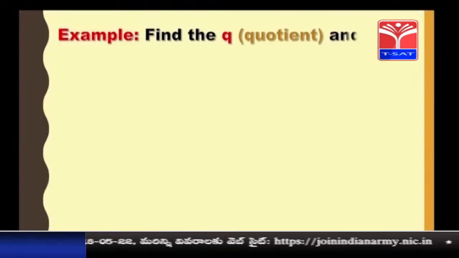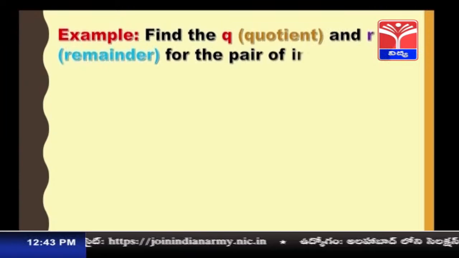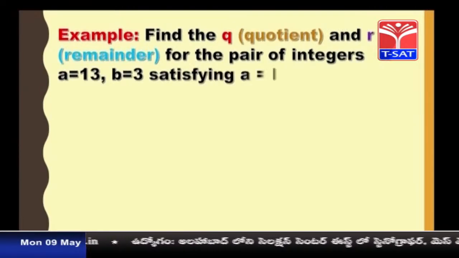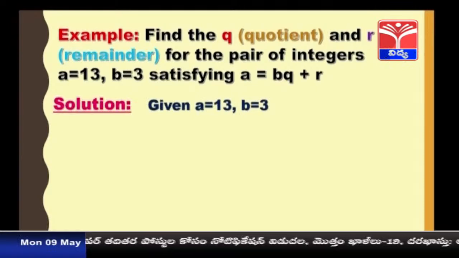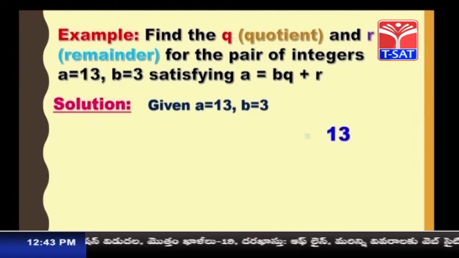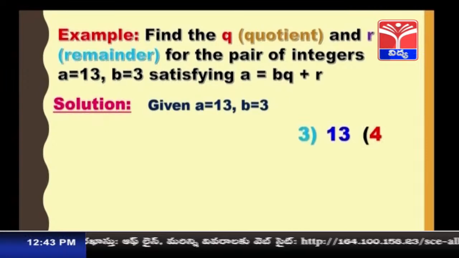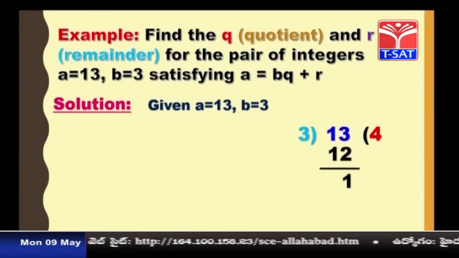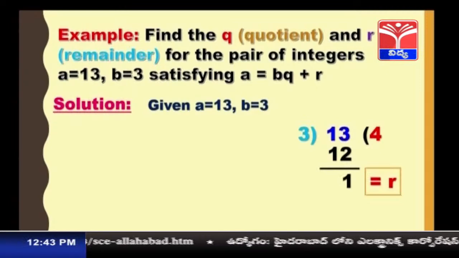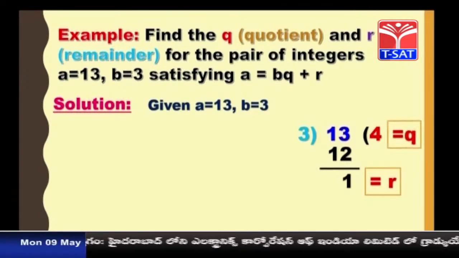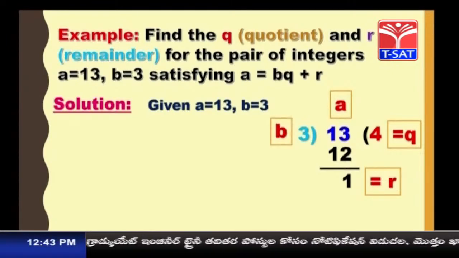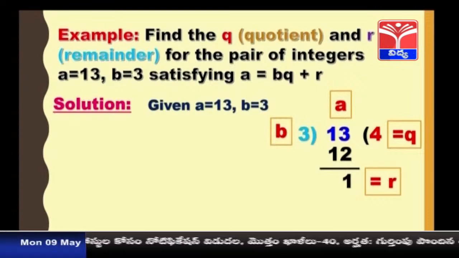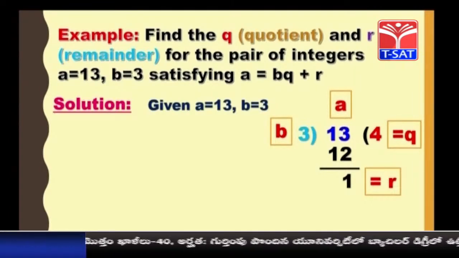Example 1. Find the quotient and remainder for the pair of integers A is equal to 13, B is equal to 3, satisfying A is equal to BQ plus R. Given numbers are A is equal to 13, B is equal to 3. 13 divided by 3, 3 fours are 12, the remainder is 1. Here 1 is the remainder, which we write as R, 4 is the quotient, 13 is the dividend and 3 is the divisor, which we are treating as A is equal to 13 and B is equal to 3.